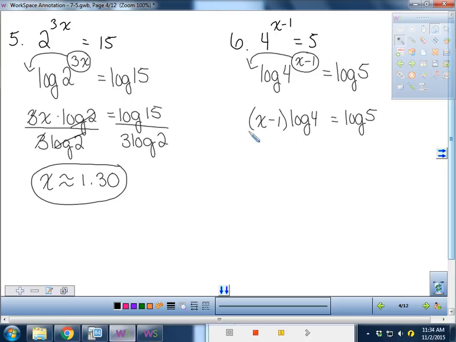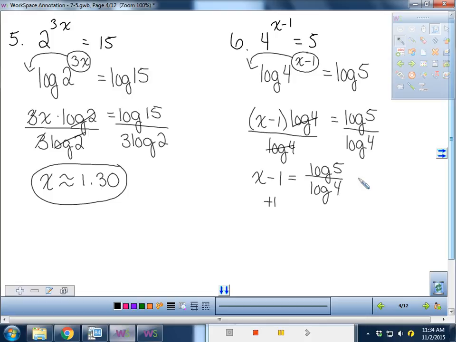I'm trying to get x by itself. It's being multiplied by log 4, so I'm going to divide by log 4. And again, we're not putting that into the calculator until the very end. So my log 4's cancel. I have x minus 1 equals log 5 divided by log 4. And then my last step is to add the 1 to get x by itself. So I have x is approximately, if I plug this in exactly like it looks, I'm going to get 2.16 if I round.